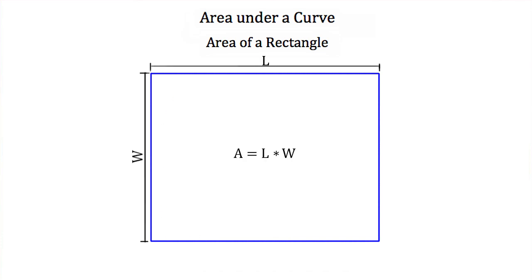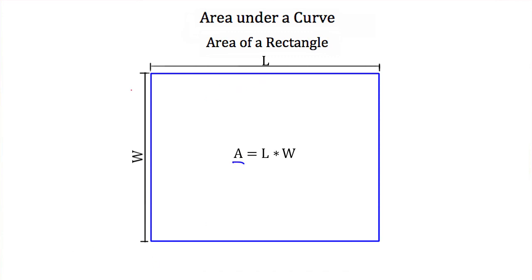Well, we measure the length of this rectangle, and then we measure the width of this rectangle, and we take that measurement of length and that measurement of width and we multiply them together. That will give us our area.